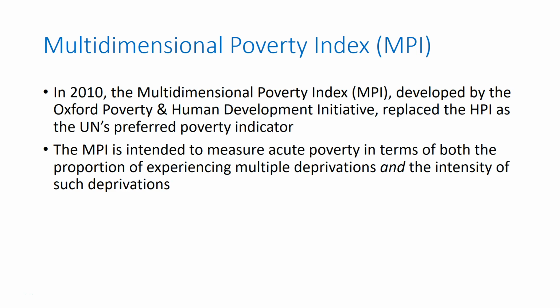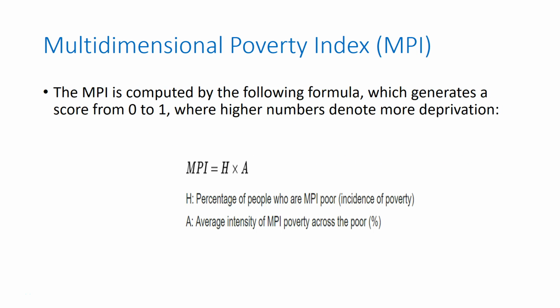So how do we define intensity? Well, let's take a look. The MPI is computed using this very simple looking formula. It's the product of H by A, where H is just the proportion of people who are poor. And we're going to define poor a little differently in a second. And A is the intensity of that poverty. So we multiply those two numbers and we get our MPI figure. And that number is going to vary from 0 to 1, where 1, of course, means more deprivation, more suffering, more multidimensional poverty. We want a low number, but we're going to see which countries tend to score highly.